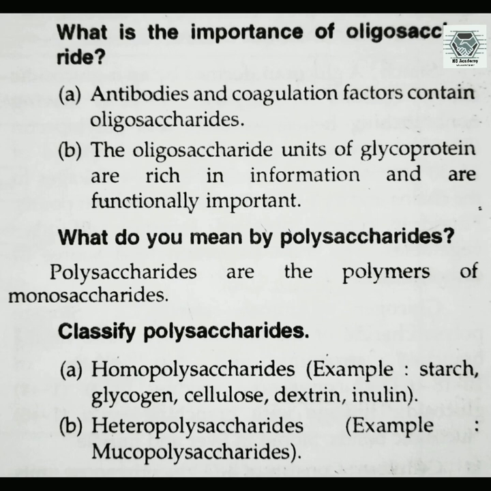What is the importance of oligosaccharides? Antibodies and coagulation factors contain oligosaccharides. What do you mean by polysaccharides? Polysaccharides are the polymers of monosaccharides. Classify polysaccharides. Homopolysaccharides, for example, starch, glycogen; heteropolysaccharides, for example, mucopolysaccharides. Later on, I will show you the functions of mucopolysaccharides.